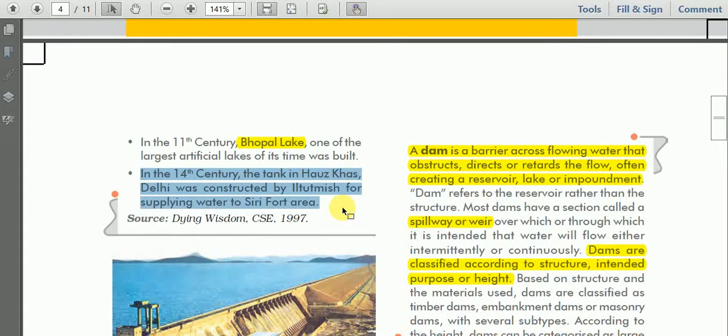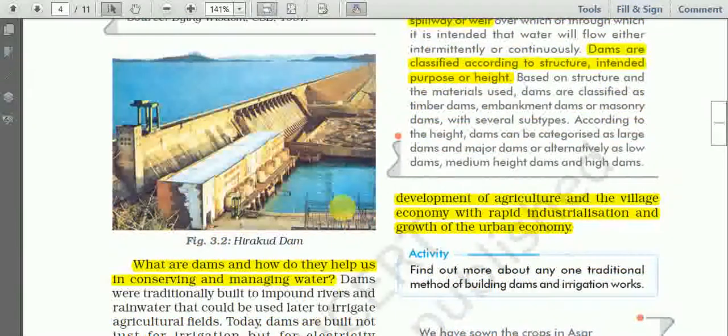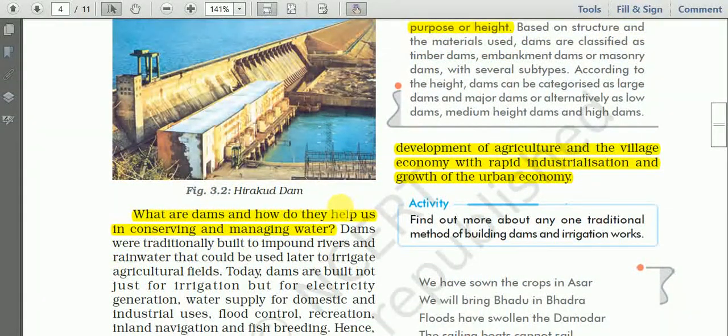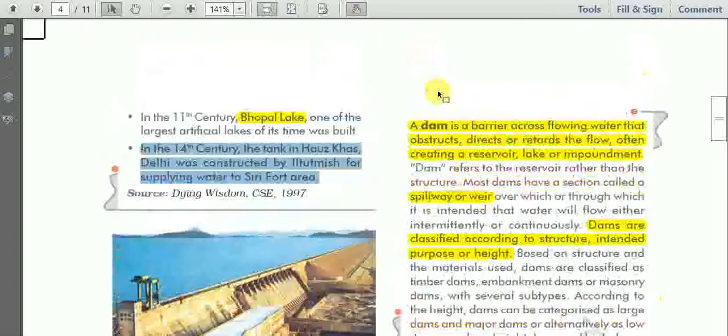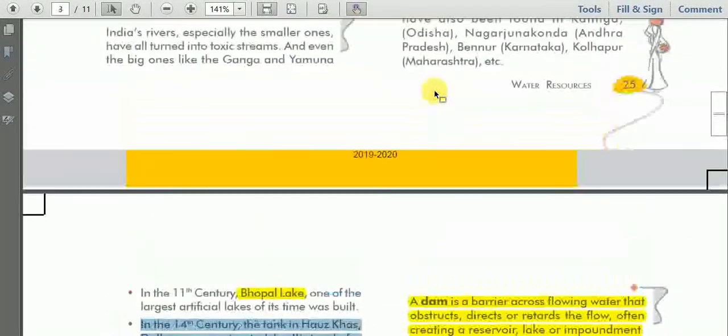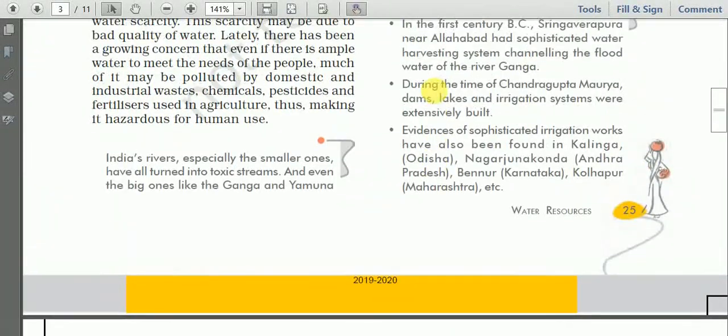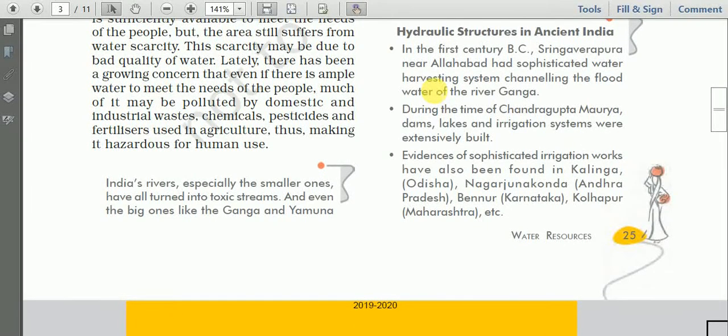Okay, and now let us go to this. Sir, can you explain the second ways of conserving water? Second one, which one? Second ways means, what do you say? Ancient time. Ancient people conserving water.